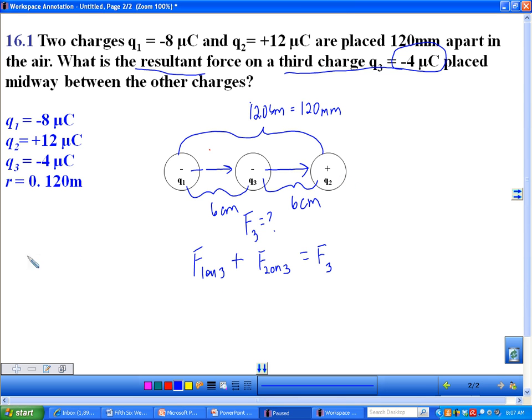So now I'm going to try to find my forces. So the force of 1 on 3 is going to be K. And yes, you need to write it out. Q1 is negative 8 microcoulombs. Leave your negative signs out of here. Micro is 10 to the minus 6. Q3 is 4 times 10 to the minus 6 coulombs. And they are separated by 6 centimeters, or 0.06 meters. And I got to square that little rascal.